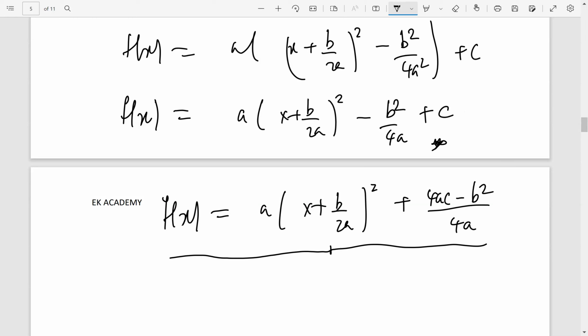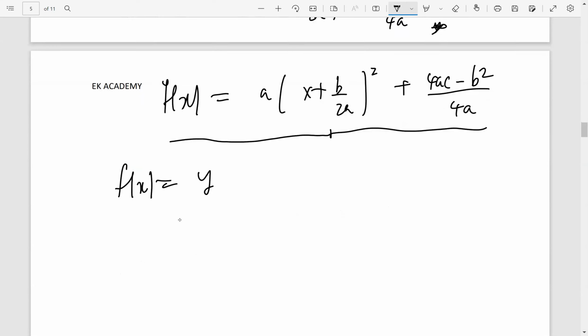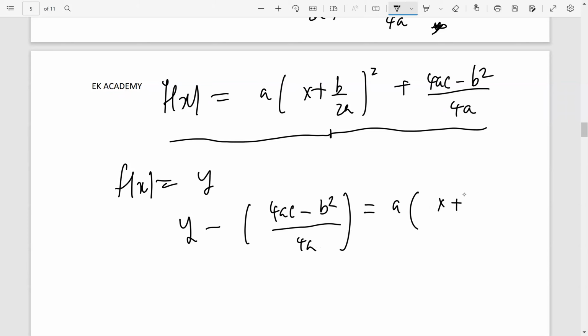So from this expression, now I'm going to reduce f of x to be y, so that you have y minus (4ac minus b squared) over 4a equal to a in the bracket x plus b over 2a squared. So from this expression here now, dear students, we are going to go step by step.